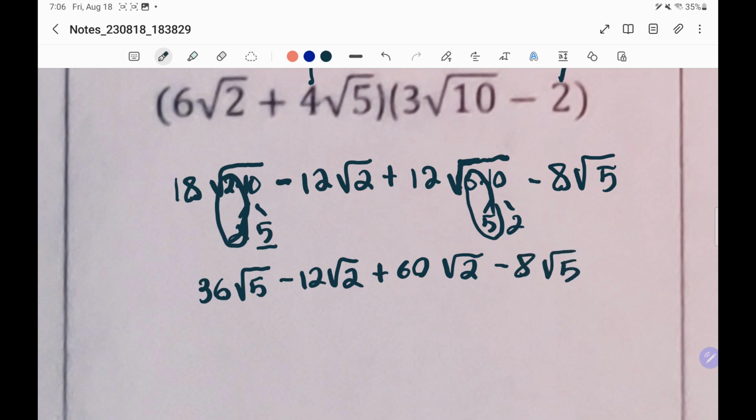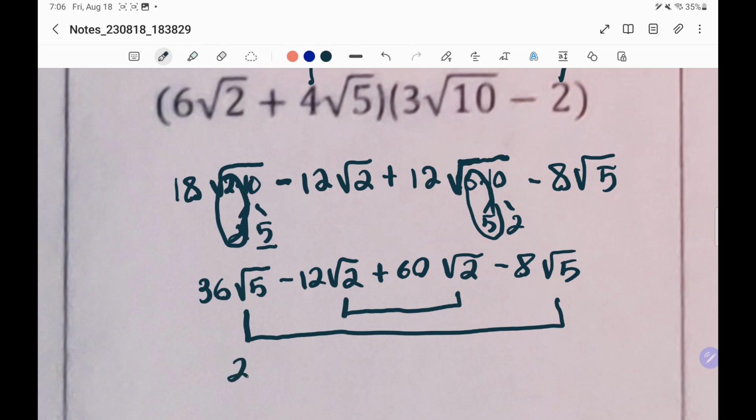Now, like I mentioned before, you have 2 like terms. They have the same index and the same radicand, so those 2 are like terms. So I'm going to go ahead and simplify those. Let's start with 36. Let's say I do not know how to do 36 minus 8, so I'm going to put it in my calculator and see what we get. There we go. 28, right? Then square root of 5. So I'm done with this one.